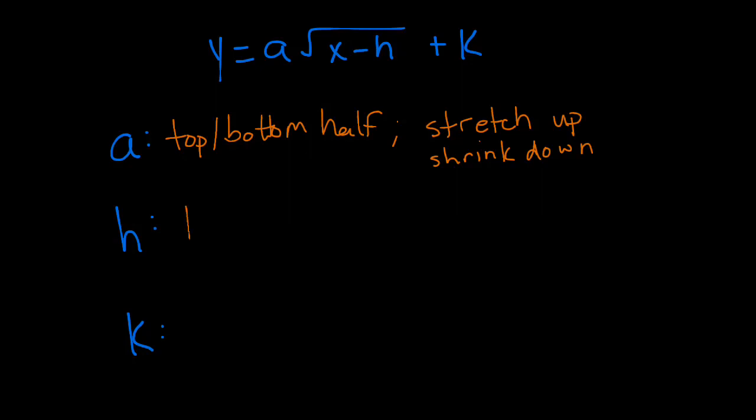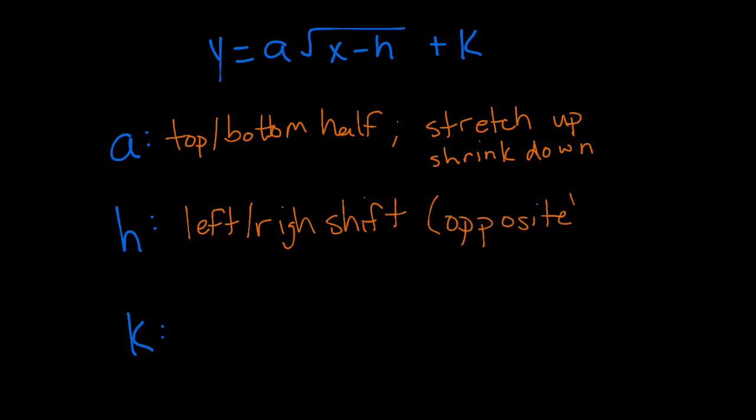H is our left/right shift. And remember, again, that's opposite what we see. So when we see x minus 2, that shifts us to the right 2. If we see x plus 2, that will shift us to the left 2. And then k is our up or down shift. And that one is exactly what we see.